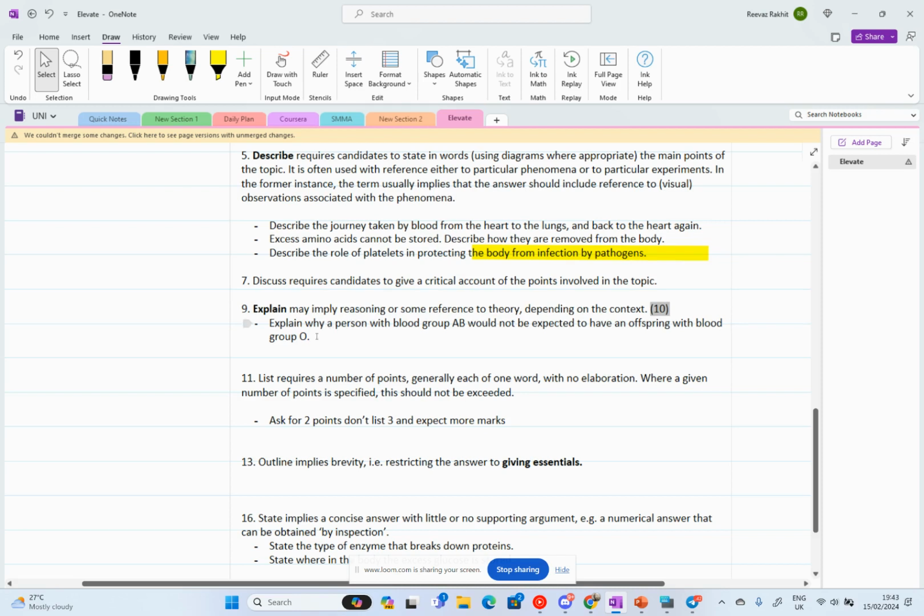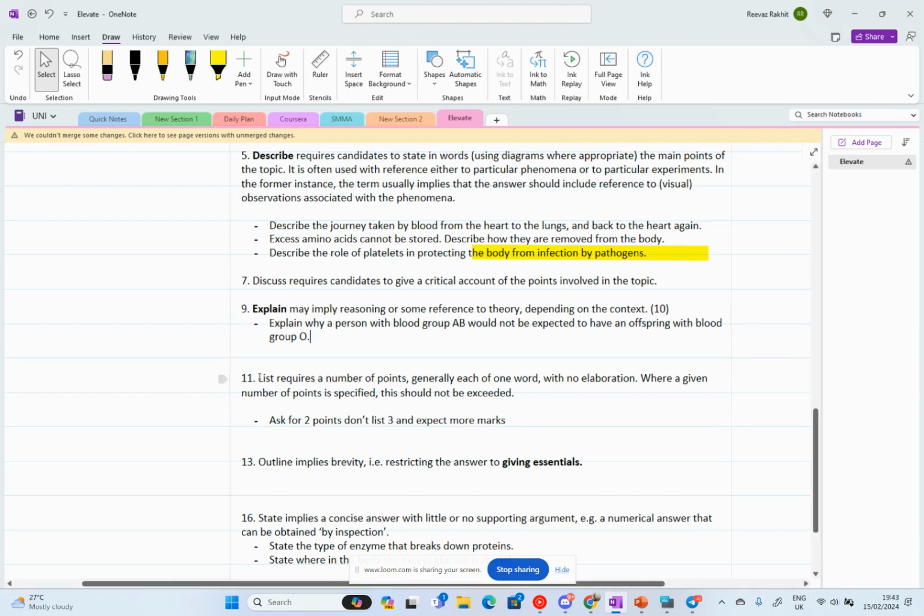So an example of an explain question is: explain why a person with blood group AB would not be expected to have an offspring with blood group O. I mean, you more or less understand the logic in your mind. I don't know if you have covered that topic or not, but you more or less know what the logic is. The challenge here is about putting it out in words. But through practice, you'll get it. Don't worry about that as well.